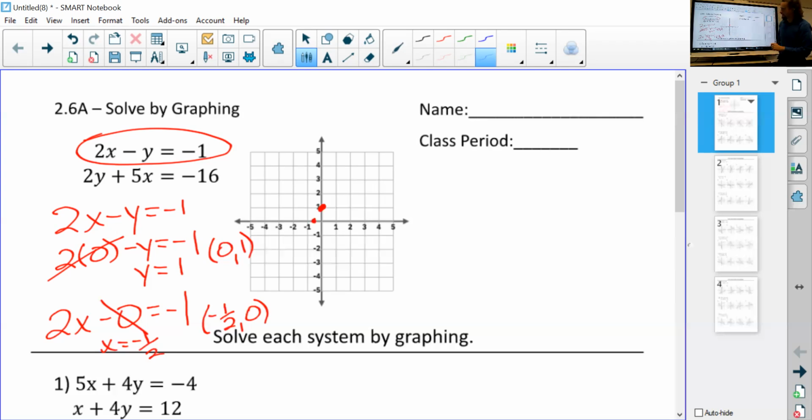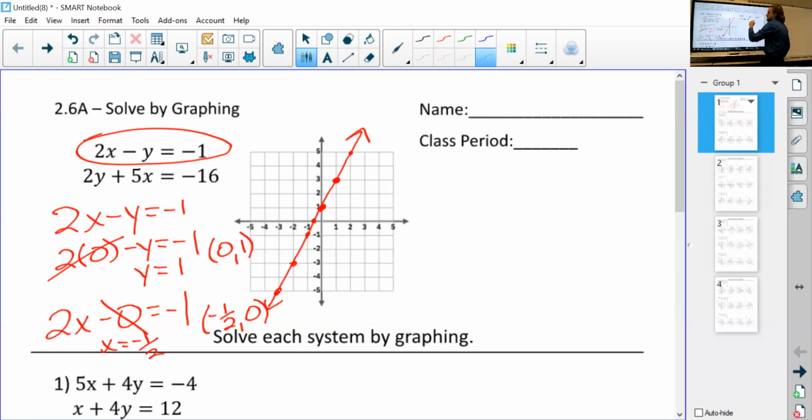And we kind of get an idea. We see the slope goes up by 1 for every 1/2 it goes over. So to go over 1 whole, it would have to go up 2. So we can fill in the blanks here. All right, so there's our line for 2x minus y equals negative 1.